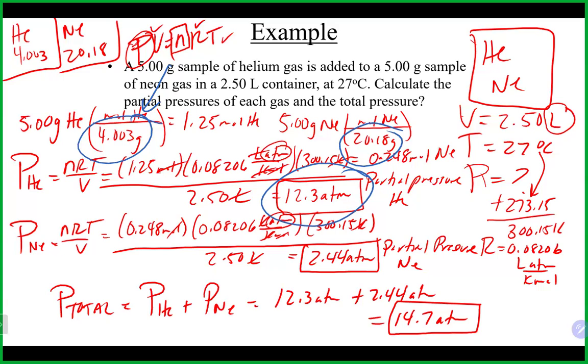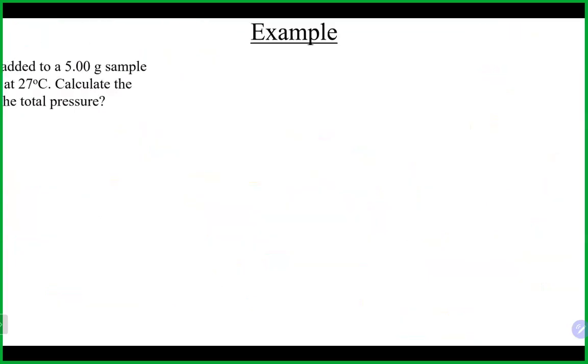So it's obviously a lot more collisions, and obviously neon would be happening. Any questions on partial pressure like this here? Let's then talk about another partial pressure situation.